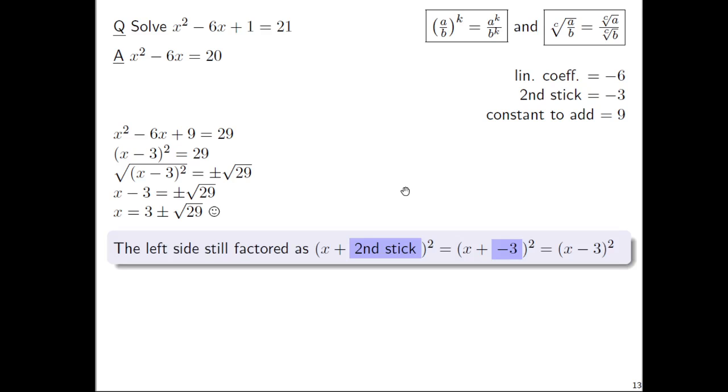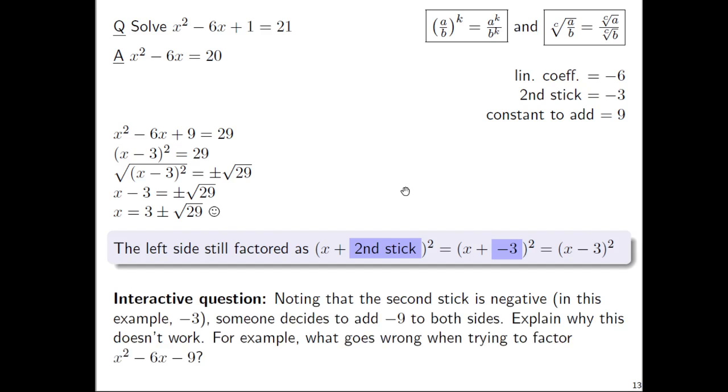Okay, so here's that comment, right? The left side still factored as x plus second stick quantity squared. It's just we would write that as x plus, and then still using a blue background for second stick, negative 3 quantity squared. And then instead of writing x plus negative 3, you could, of course, just write that as x minus 3.